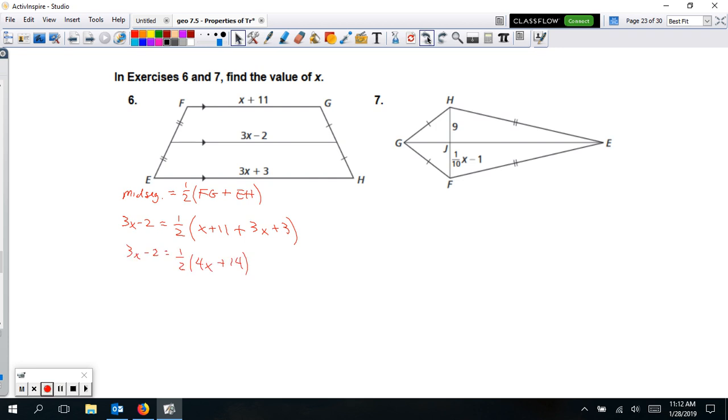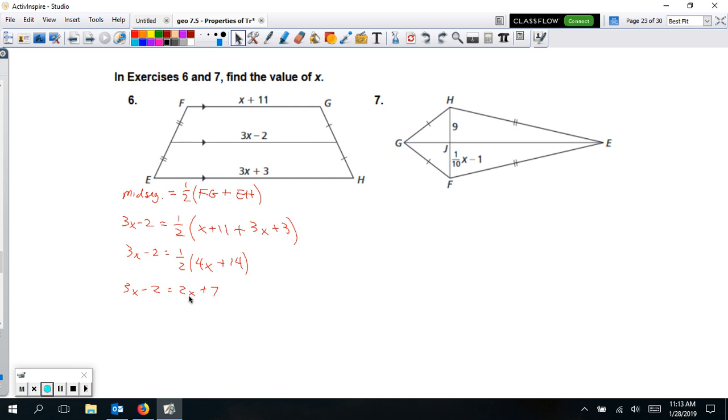So first of all, we'll do that. So x plus 3x would give us a 4x inside. 11 plus 3 is 14. And then I can distribute the 1/2 into that, basically half of each of these. So that's going to give us a 2x and then a 7. So our 3x minus 2 over here, that's the mid-segment. That's just hanging out here for a minute. So now I have 2x plus 7 on this side, and then I just want to solve for x.